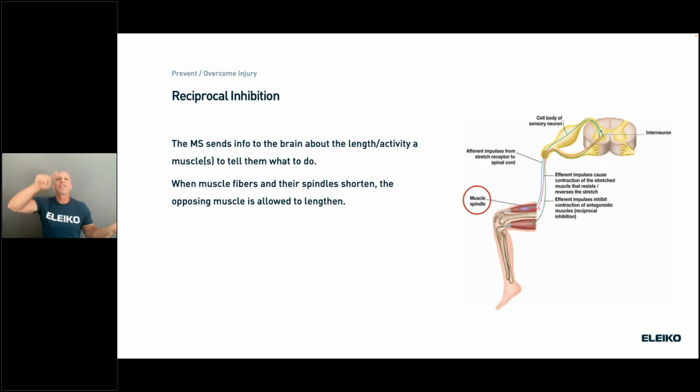Because the brain will reciprocally inhibit the other muscle, the hamstring muscle, when the quad is shortening. So as long as information from that spindle says we're shortening, shooting it to the spinal cord or to the central nervous system, it'll send an impulse down to the opposing muscle saying, go ahead and lengthen, go ahead and lengthen. It's basically turning the volume knob down of the activation for the opposing musculature, the hamstring in this case, as long as the spindle is working.